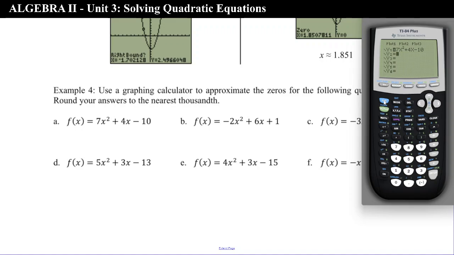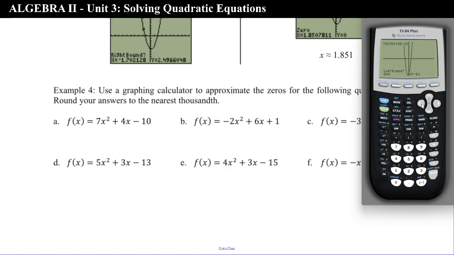Now I'm going to hit second, trace, to get us to the calc menu. You'll notice calc is there in blue right above the word trace. And I'm going to select item 2 for our 0. And I'm going to hit enter, and it graphs it for us.